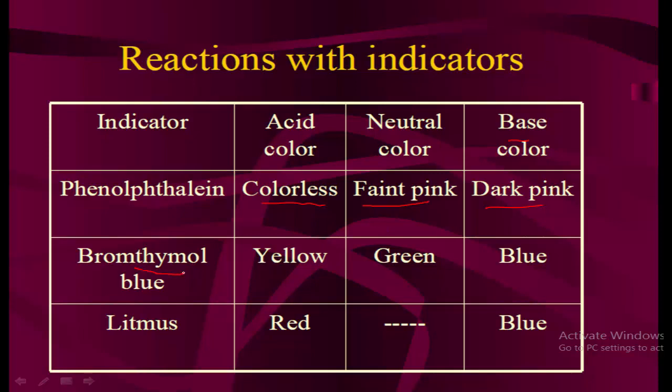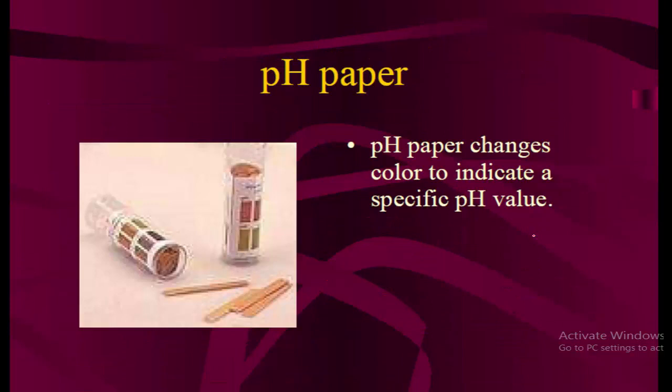Bromothymol blue gives yellow color in acid, green color in a neutral compound, and blue color in a base. The other one is litmus paper, which gives red color in acid and turns blue in base. So by using these indicators, you can predict whether the given compound is acidic, basic or neutral. This is the pH paper, which is used to indicate the color change.